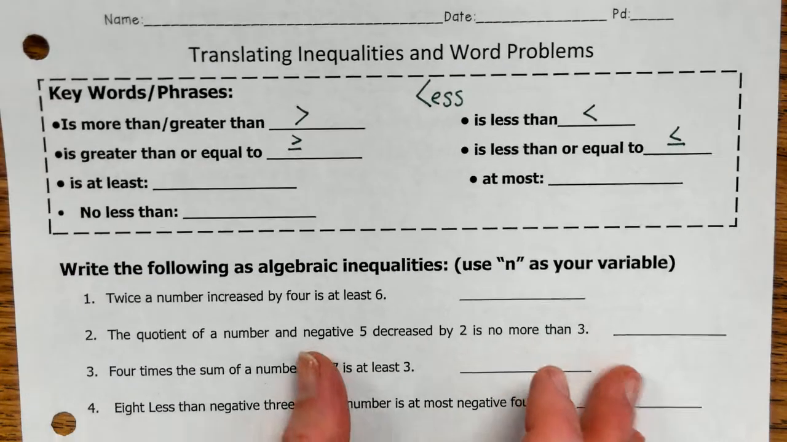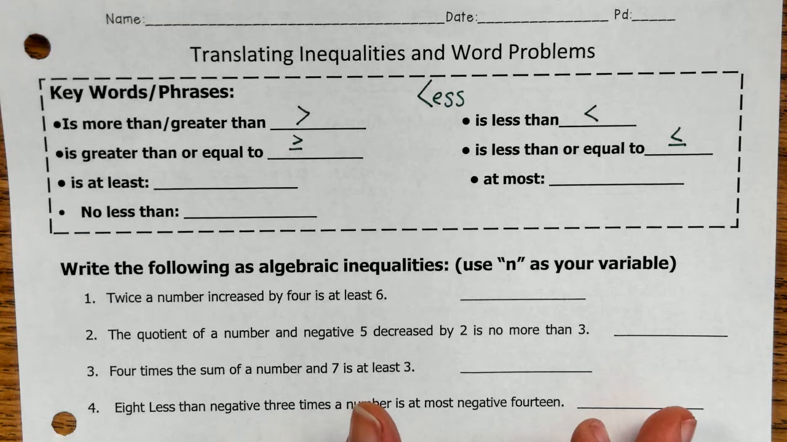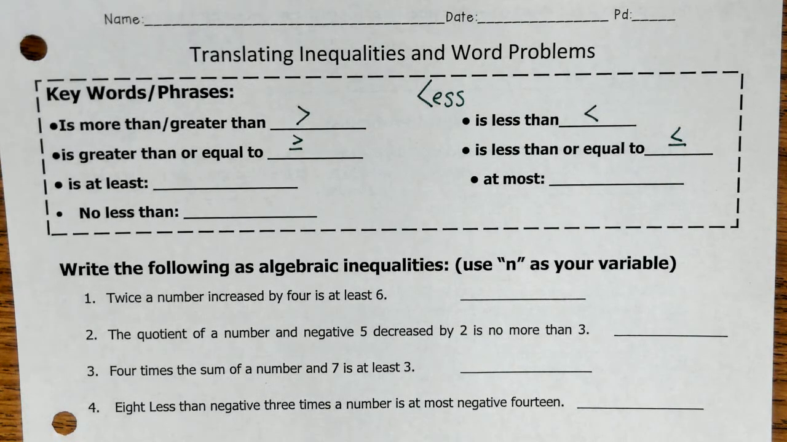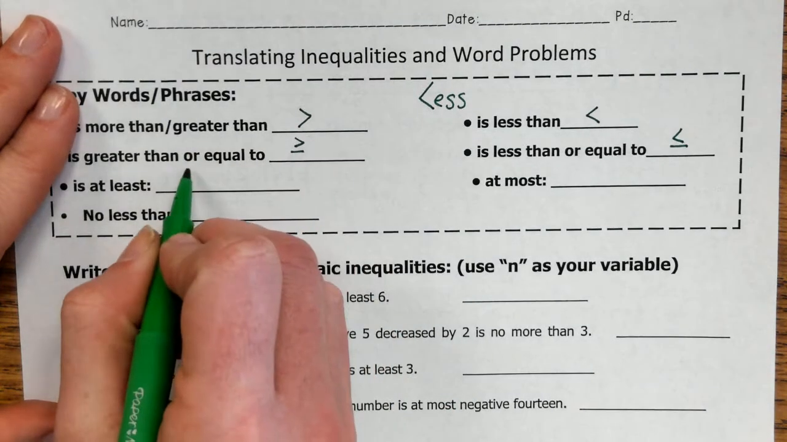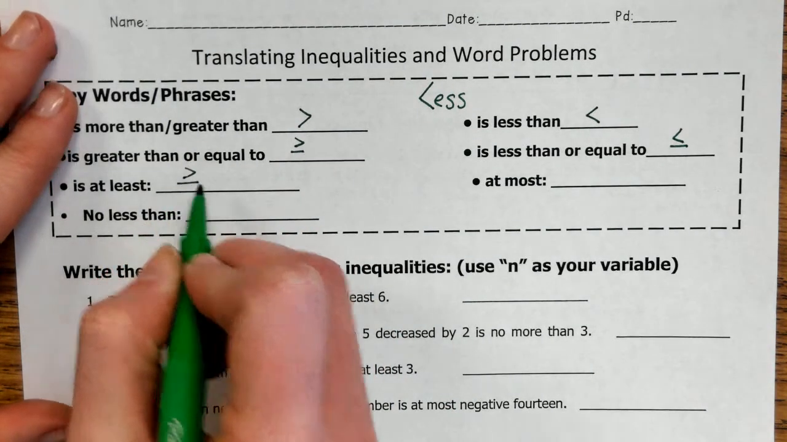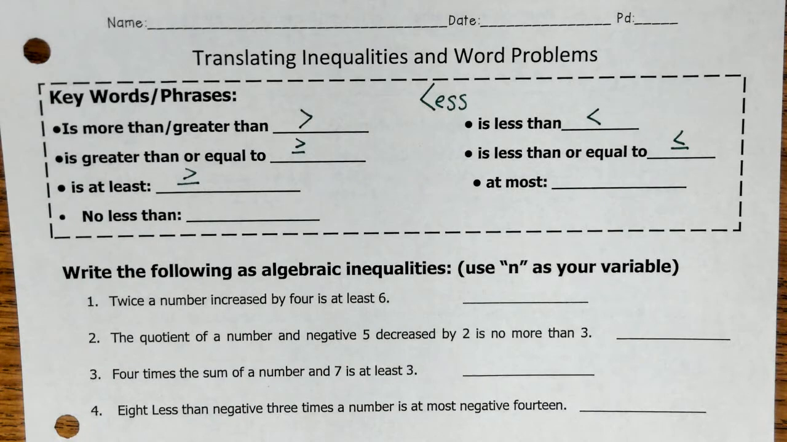These next two can be kind of tricky, but if you think about it like in the real world, you can figure it out. If you see is at least, think to yourself, I have at least $5 in my pocket. Could you have more than that? Yeah. Could you have $5? So more than or equal to 5.